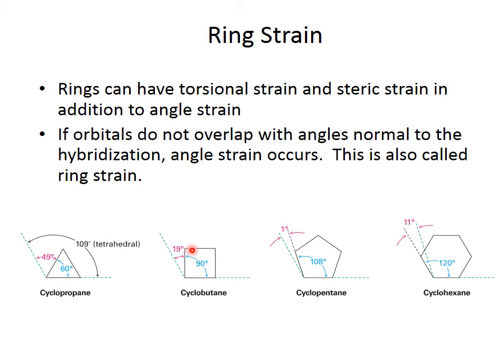Cyclobutane puckers a little bit also, and it increases its ring strain, but it already was highly strained to start with.